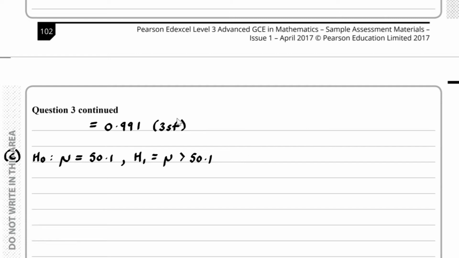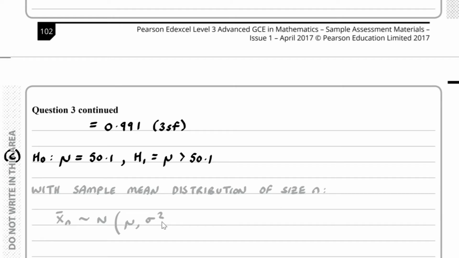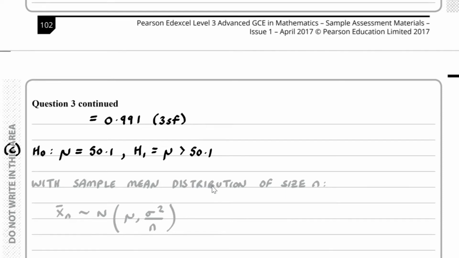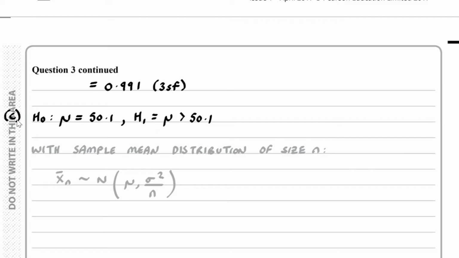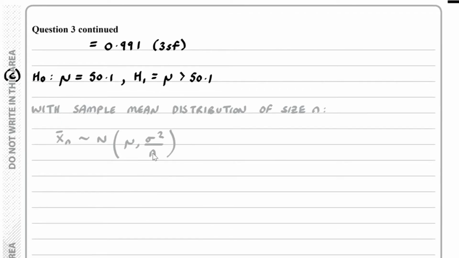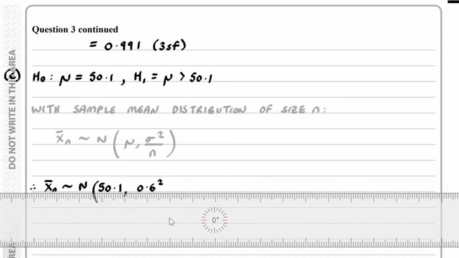So essentially what we're doing here is we've got a sample and we're taking a mean of that sample. And for that, if we've got a sample mean distribution of size n, X bar n is normally distributed with parameters mu and sigma squared over n. We know what sigma is, that's 0.6, and we also know that n is 15, we've got a sample of 15. So we have a normal distribution with parameters 50.1 and 0.6 squared over 15.